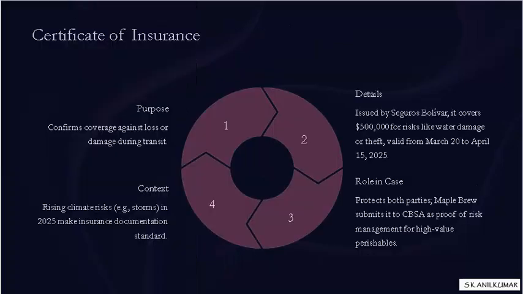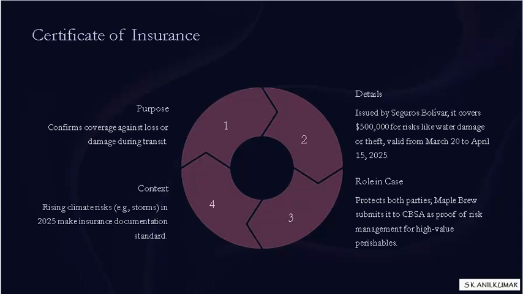Let us talk about the certificate of insurance. Now, this confirms coverage against loss or damage incurred during transit. This is issued by Seguros Bolivar in Colombia. It covers 500,000 for risks like water damage or theft, valid from 20 April to 15 May only. That is the period of transit. The role is that it protects both the parties.